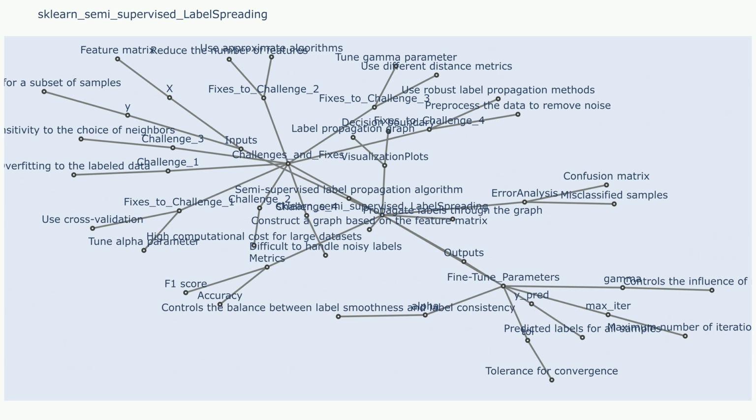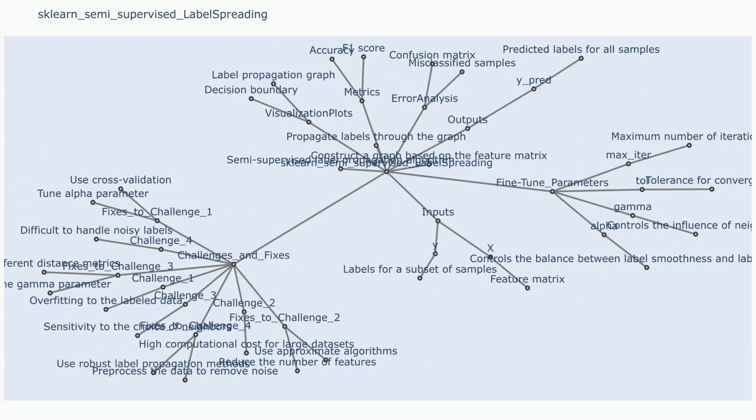Challenge 2. The algorithm can be sensitive to noise in the labeled data. Incorrect labels can be propagated to other data points, leading to inaccurate predictions. Sample use case that resulted in challenge 2: a small number of mislabeled data points can significantly impact the overall performance of the model, especially when the proportion of labeled data is small.